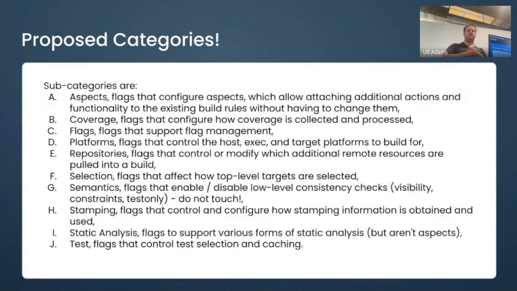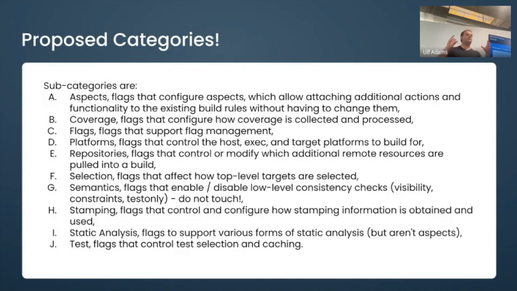Then I have a subcategory I call selection. And I think this is, again, a very interesting one that you might want to take a look at some point. These affect how top-level targets are selected. So when you say bazel build X, Bazel will look at X and then build X. It will also build everything that's necessary for X.